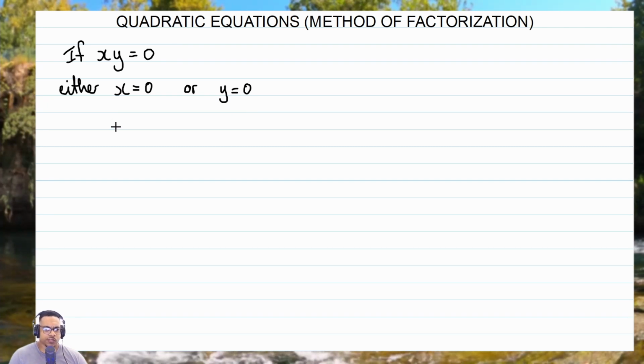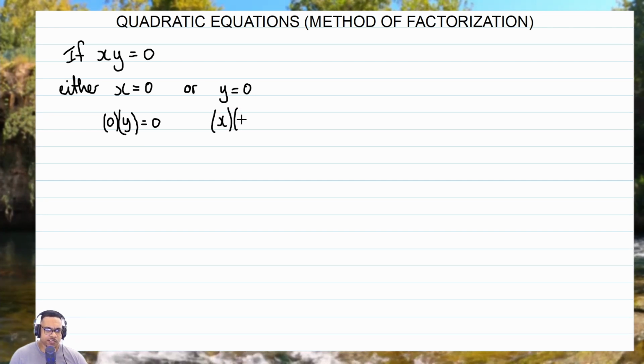If x is equal to 0, we'll have 0 times y, and anything multiplied by 0 is equal to 0. And if y is equal to 0, we'll have x times 0, and anything multiplied by 0 is equal to 0. So saying that either x is equal to 0 or y is equal to 0 would only work when this equation is equal to 0.